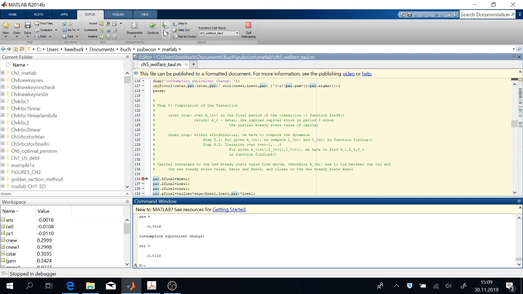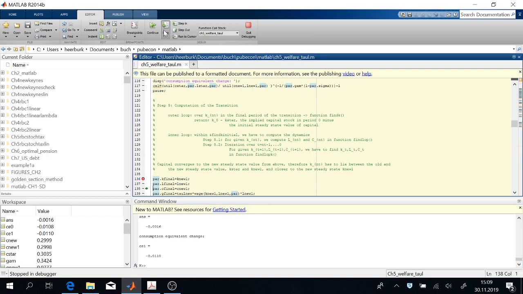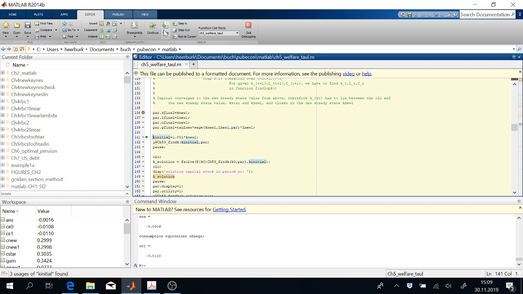So let's execute the commands one by one. We first store the final steady state values in the parameter K final, L final, C final, G final. Provide as an initial guess a small perturbation of the new steady state K new 1. We increase it by 0.1%. So we know that we approach this new steady state value from above, so we should increase the value, and here we do it by a small amount, 0.1%.